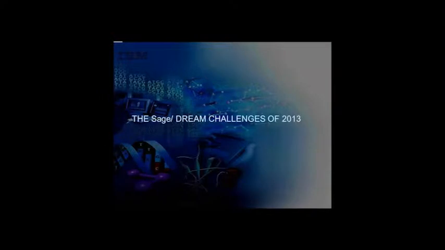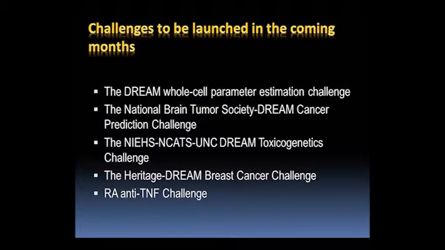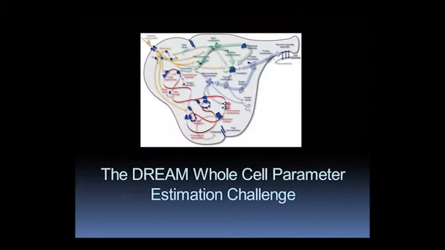So you might ask, so what are we doing this year? So these are the challenges, and one of these I think is pretty close to what you're doing here. So there's a whole cell parameter estimation challenge. There's one with the National Brain Tumor Society. There's one with NIEHS on toxicogenomics. There's one with the Heritage Provider Network Foundation on breast cancer, and one on RA. The DREAM whole cell parameter estimation challenge is for you bottoms-up parameter equation system biology, classic system biologists.